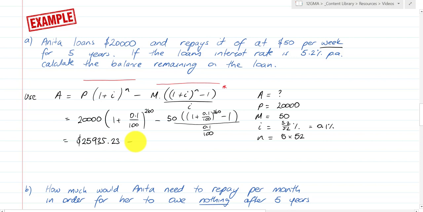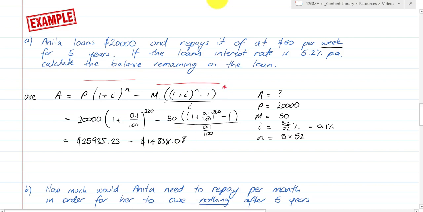I've got to be really careful with this one. So I'm going to set up a fraction bar first, 50 on top, times bracket, 1 plus, and then another fraction, 0.1 over 100, close bracket, to the power of 260, minus 1, close that last bracket, and then all over another fraction bar, 0.1 over 100. Be really careful, make sure you get it right. Now those repayments then are worth 14,838.08. So, well, that should be right.